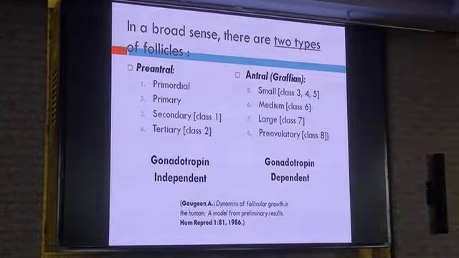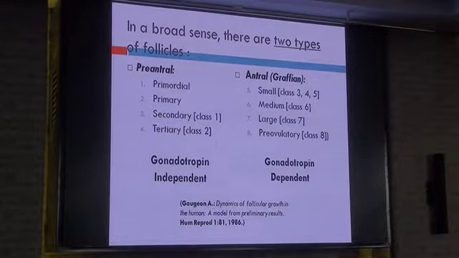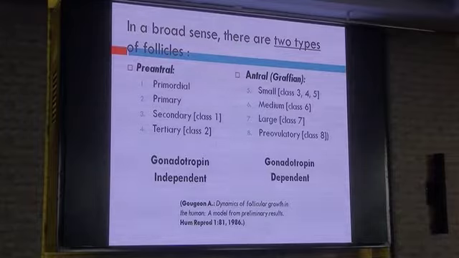In a broad sense, we can classify follicles into two main types. We owe this long ago to Gougeon in a very interesting study. He classified follicles into preantral and antral follicles. The preantral follicles include the primordial, the primary, the secondary, and the tertiary, and the antral include the small, the medium, the large, and then the pre-ovulatory class, which is the mature Graafian follicle.